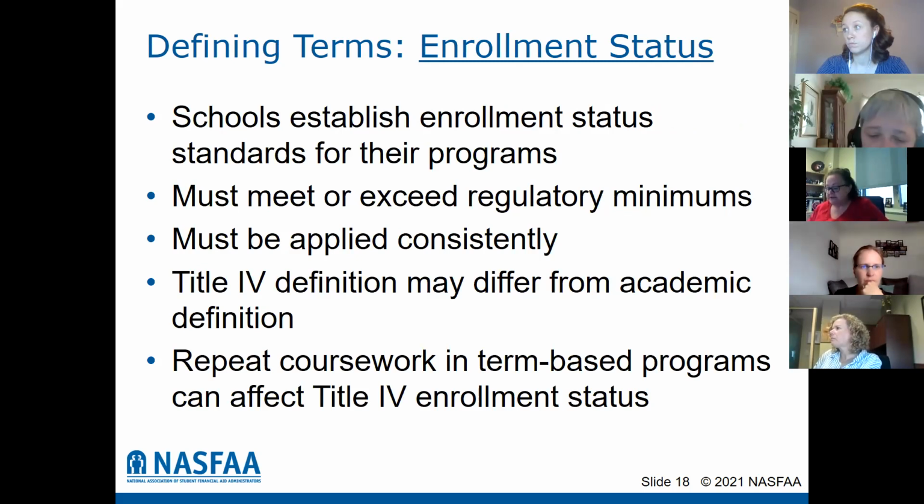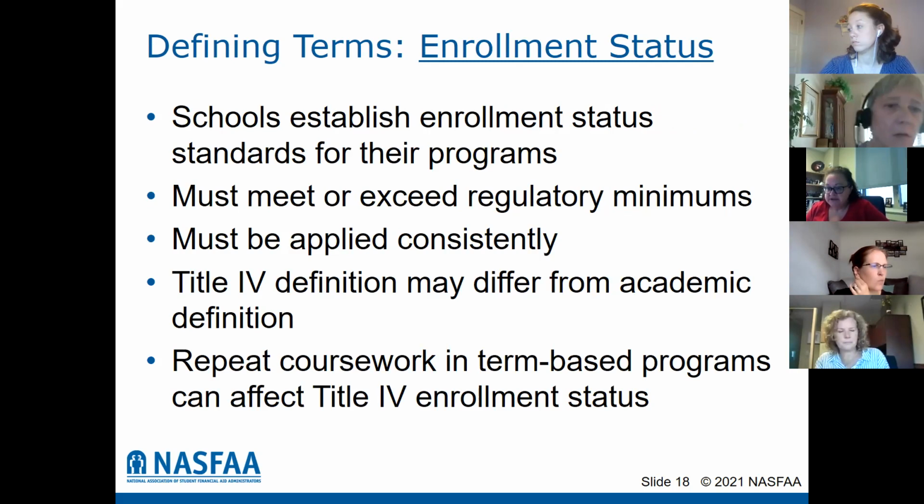Defining enrollment status. Schools establish the enrollment status standards for their programs. So you basically establish them, and then you find out how the financial aid fits, if you want to look at it that way. You must meet or exceed the regulatory minimum. So remember that, I was using an example of 34 weeks and 24 semesters. You can be higher than that. You could have 32 weeks and 30 credits, but you have to at least hit the minimum criteria.